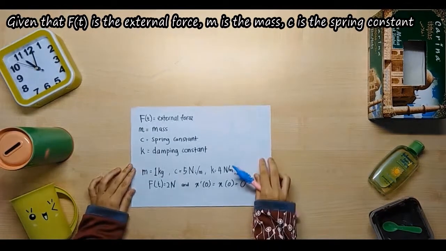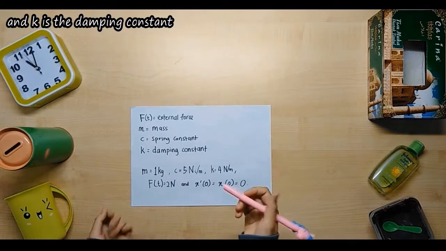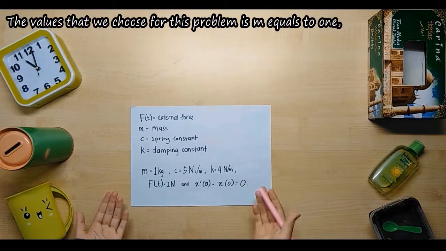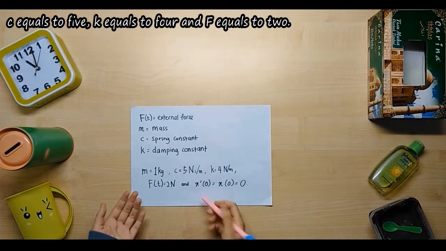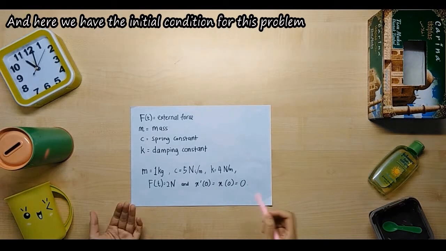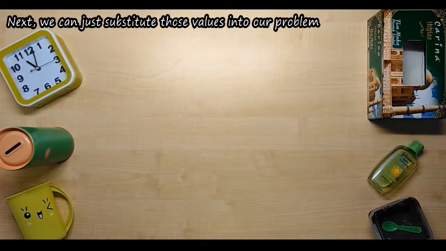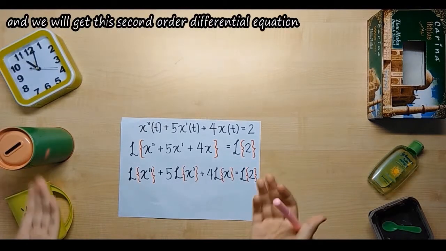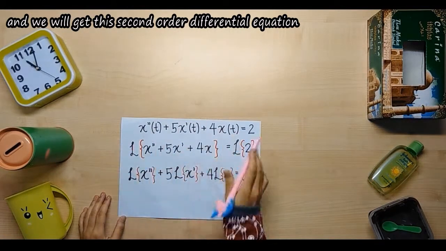Given that F is the external force, M is the mass, C is the spring constant, and K is the damping constant. The values that we choose for this problem are M equals 1, C equals 5, K equals 4, and F equals 2. And here we have the initial conditions for this problem. Next, we substitute those values into our problem and we get this second order differential equation.